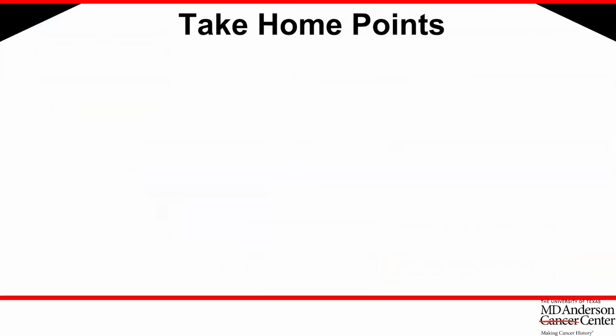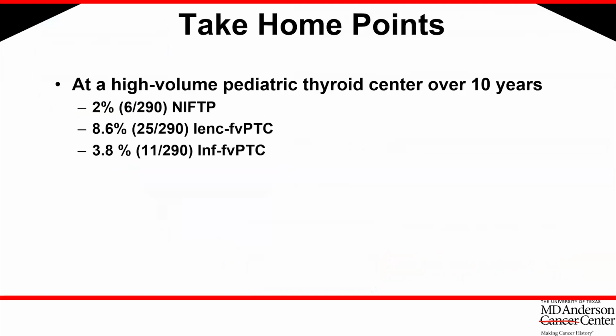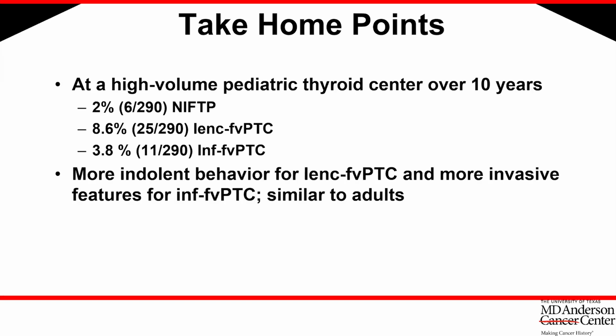So this was a great paper, I thought, and important to add to our knowledge. The take-home points: I just turned the numbers around a little bit, but at a high-volume pediatric thyroid center over the course of a decade, we see very few NIFT-Ps. It was 2% out of their entire population. And then you can see here the prevalence of invasive encapsulated follicular variants, and then the infiltrative follicular variant PTCs. So most of our cancers will still be the classical PTCs. I just wanted to show at least the prevalence here as seen at CHOP.